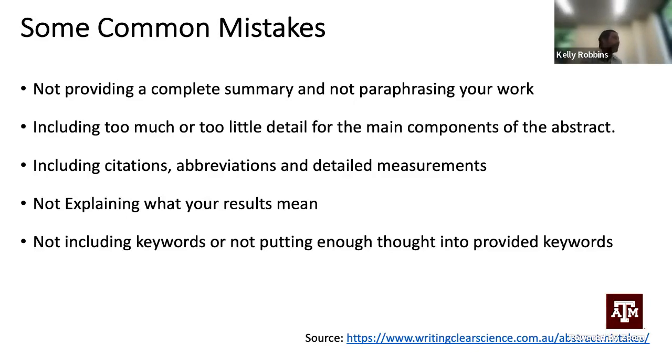So what are some of the common mistakes, right? Probably the most common thing, at least in some of the abstracts on the papers I'm an author or co-author on, is not providing a complete summary and not paraphrasing your work, right? I think there is a bit of a temptation sometimes, especially if you're writing an abstract for a research paper, to say, okay, I'm going to grab a sentence from my introduction, some sentences from my methods, some sentences from my results, and some sentences for my discussion and conclusion sections, and I'm going to mash them all together.